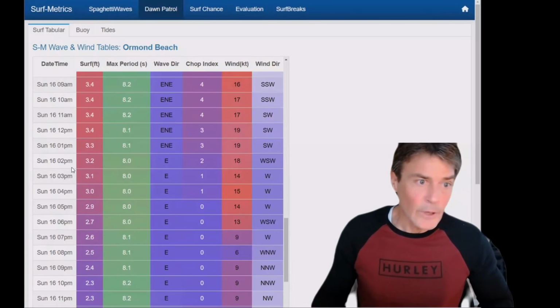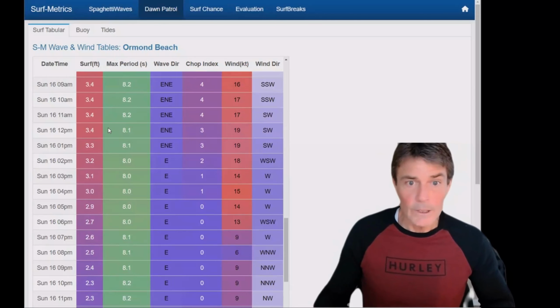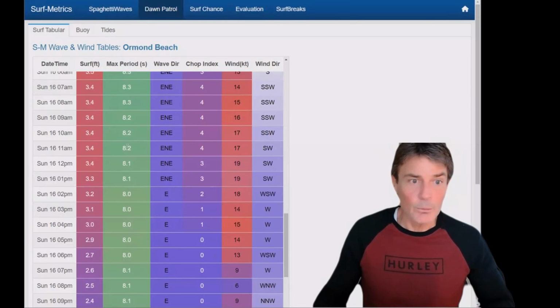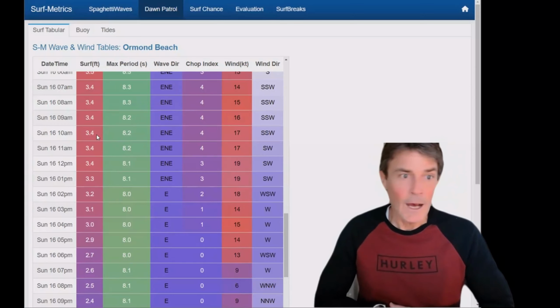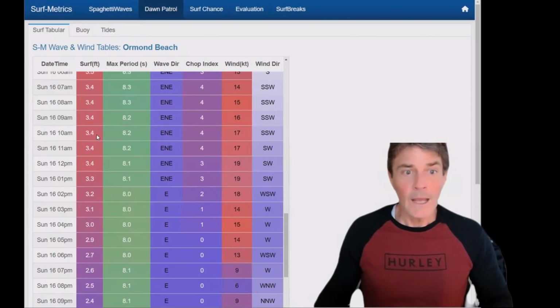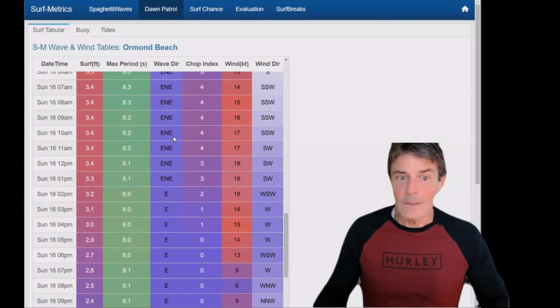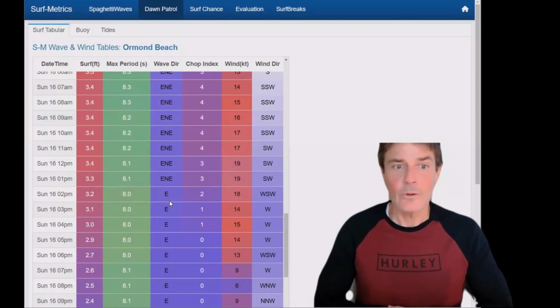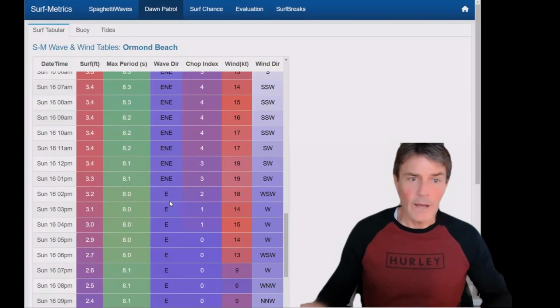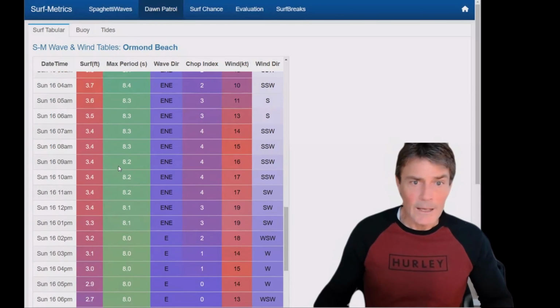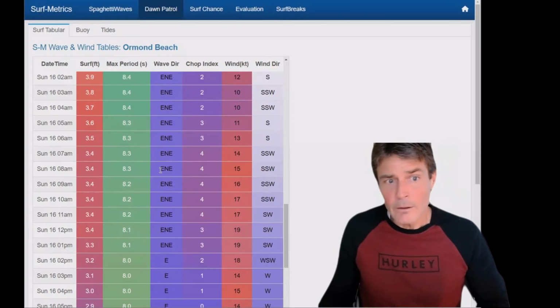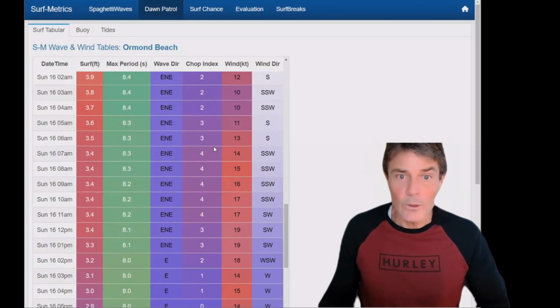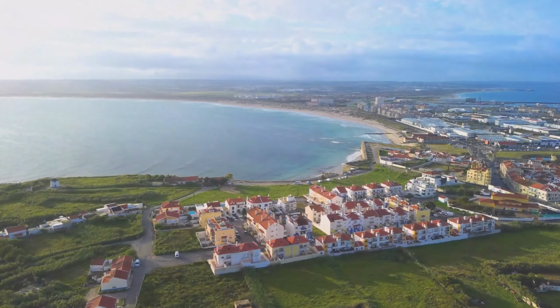So Ormond Beach, Sunday, starting really in the morning, the wind becomes favorable. We have 3.5 foot surf, waist to stomach high, maybe some chest high sets coming in, and the wave direction is from the east-northeast, and it turns to the east throughout the day. So this is a great example of how you can use these tables to zoom in and identify the exact hour, in some cases, when the wind's going to become favorable and you still have swell coming in.